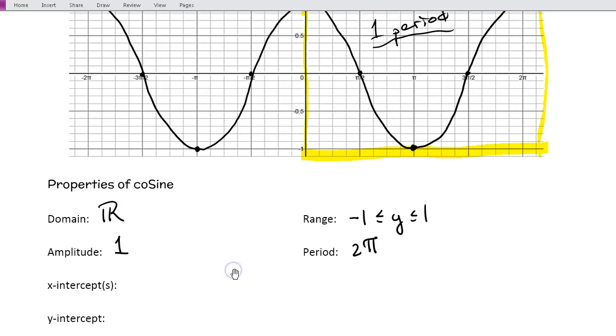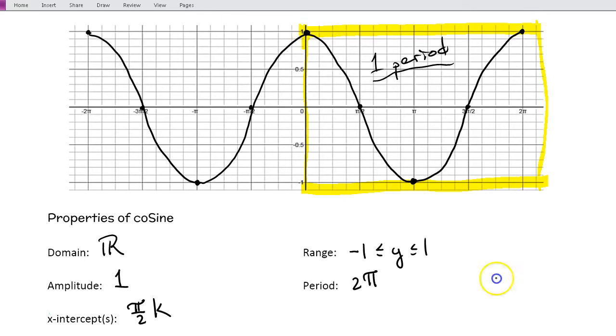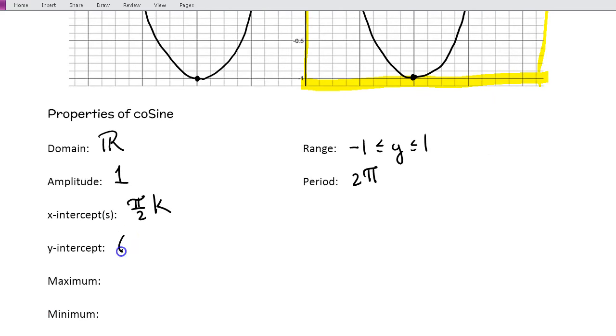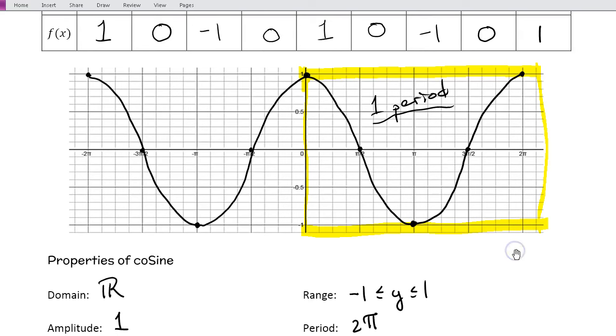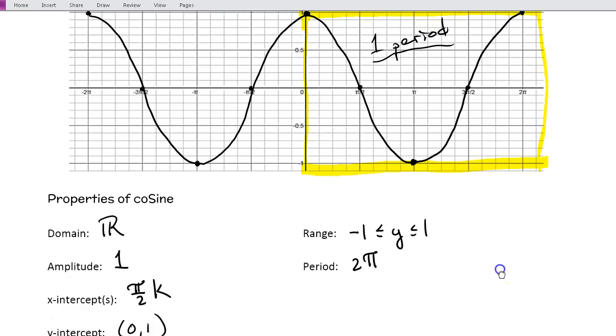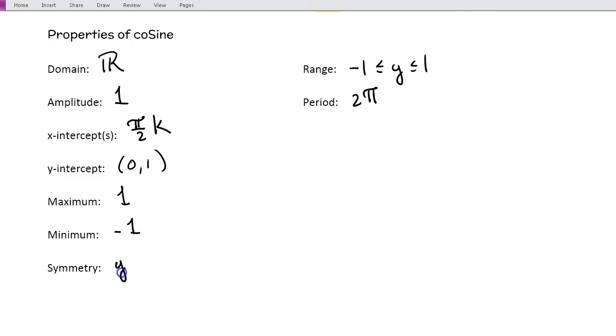My x-intercepts, now I can see my x-intercepts are at these different values of pi over 2. So these are multiples of pi over 2. So we would write pi over 2 times k. Again, k is going to be an integer. My y-intercept, only one of them up there at the top, is at 0, 1. The maximum value I can reach here is 1. The minimum value I can reach is negative 1. And our symmetry, we can see that they're mirror images, these 2 periods of each other over the y-axis. So this has y-axis symmetry.